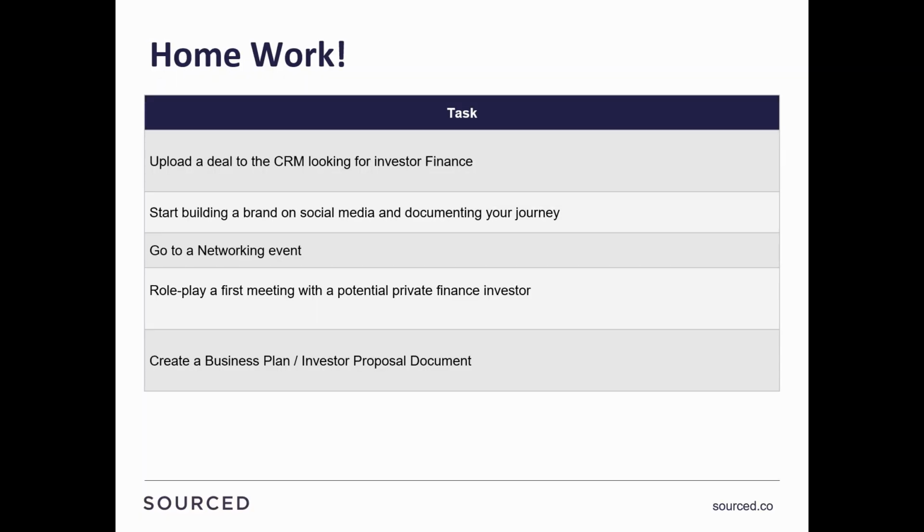So after running through those slides, I think what would be good for you guys to do is to take a bit away and upload the deal to the CRM, looking for investor finance. So find a deal that you normally source on, but instead of sourcing it, look to raise private finance. And even if the deal isn't live at the moment, an investor could reach out and say, I want to invest in this deal.